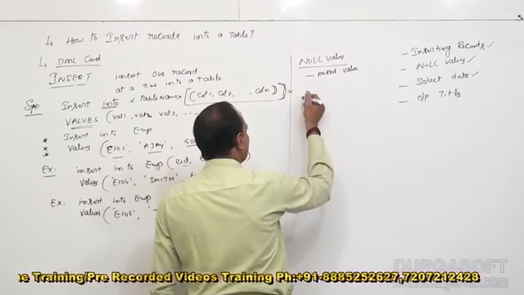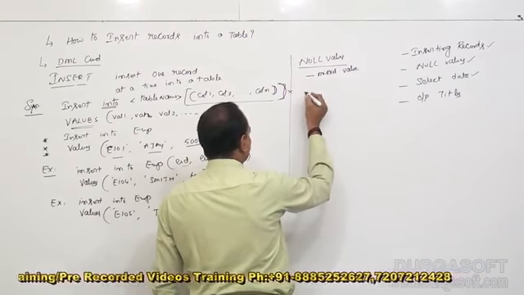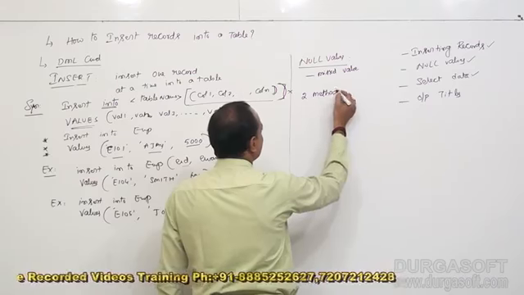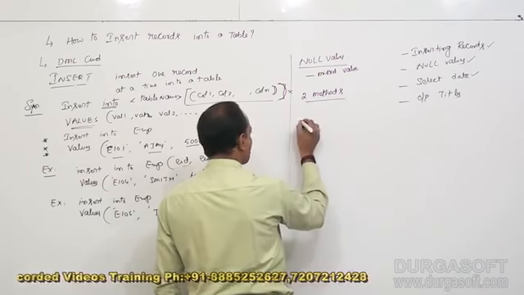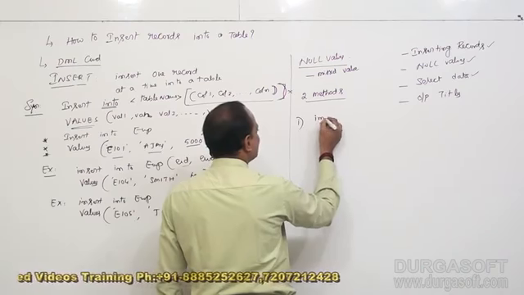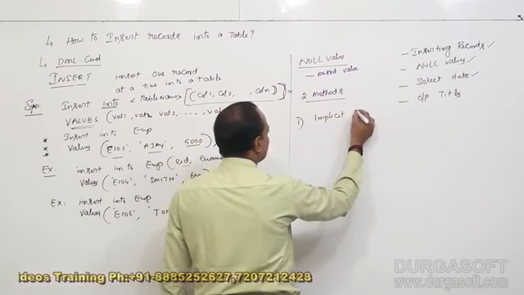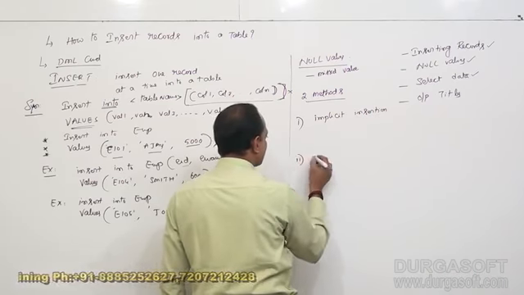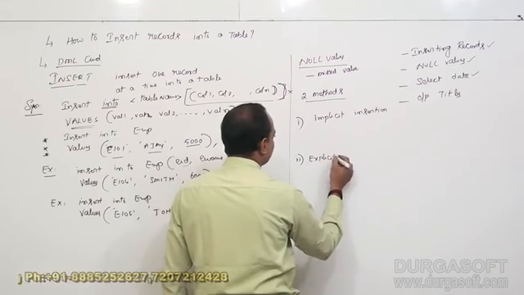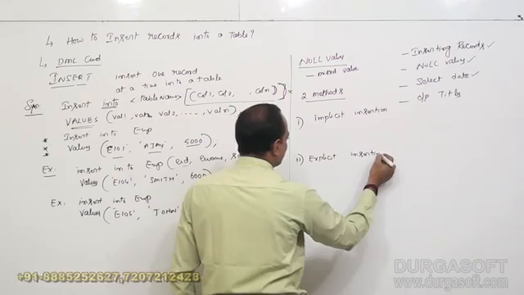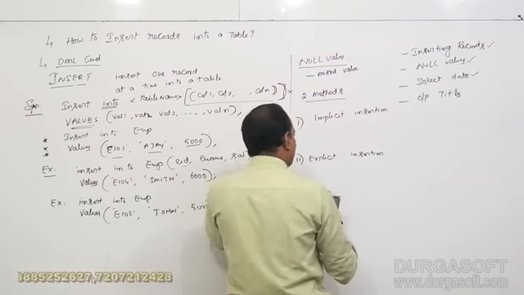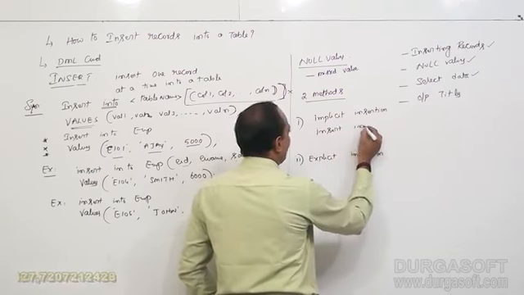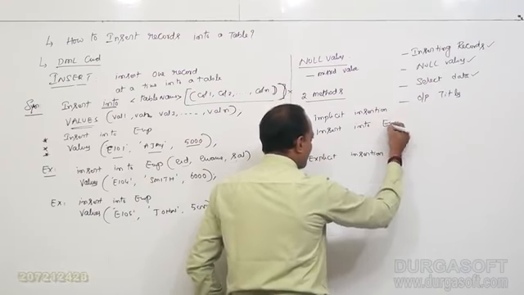Next. Null values can be inserted by using two methods. The first one is implicit insertion of null values, and the second one is explicit insertion. While implicitly inserting, this is the example: insert into employee table.